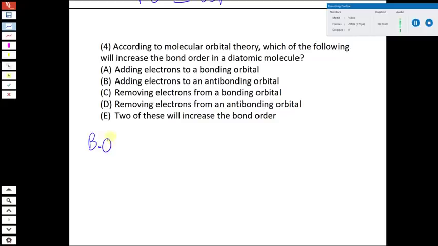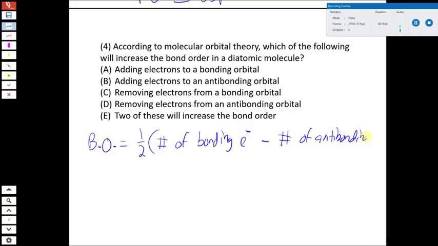Once we know the arrangement of the electrons, once we know the electron configuration of that molecule, the bond order is given as 1/2 times the number of bonding electrons, so the number of electrons that end up in bonding orbitals. Half of our orbitals are going to be bonding, the other half are going to be antibonding, and if those have electrons in them, you subtract that from the bond order. So bonding electrons minus antibonding electrons, once we know the configuration.